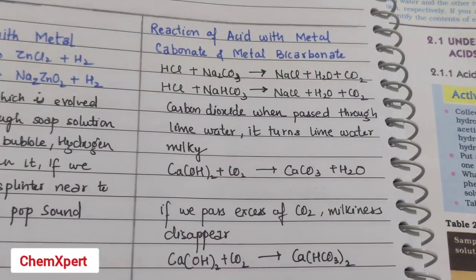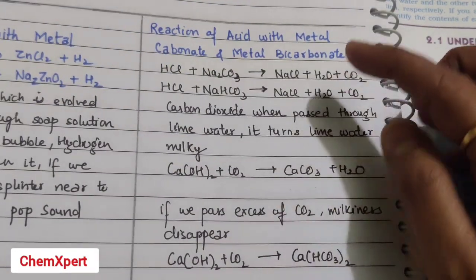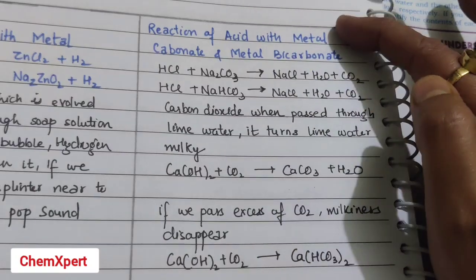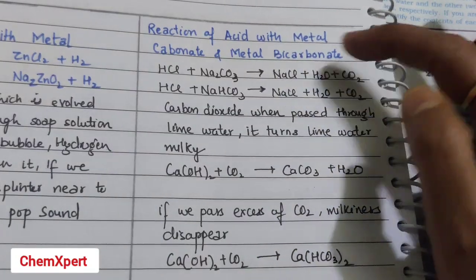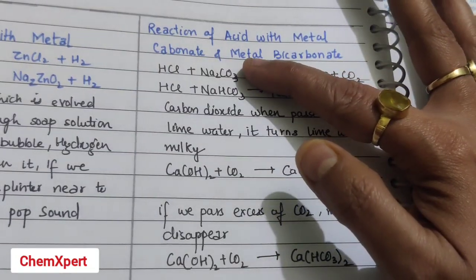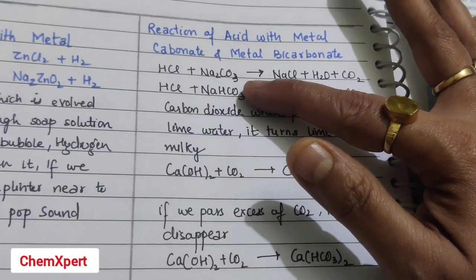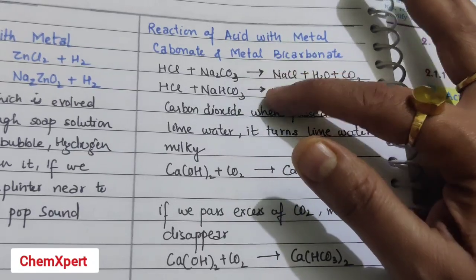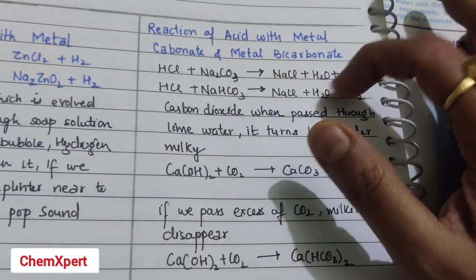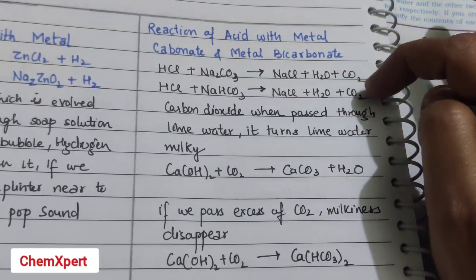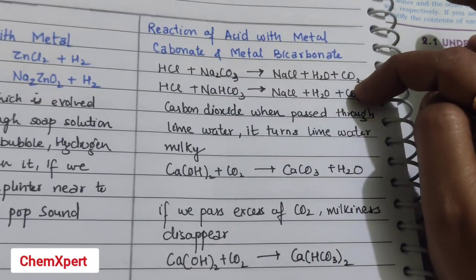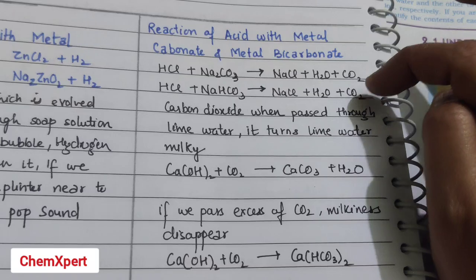Now the next property, which is framed in the form of a question: what happens when acid reacts with metal carbonate or metal bicarbonate? Carbonate here is Na2CO3, bicarbonate here is NaHCO3. In both cases, salt is formed, water is formed, and carbon dioxide is released. Now the important point: how is this gas detected?